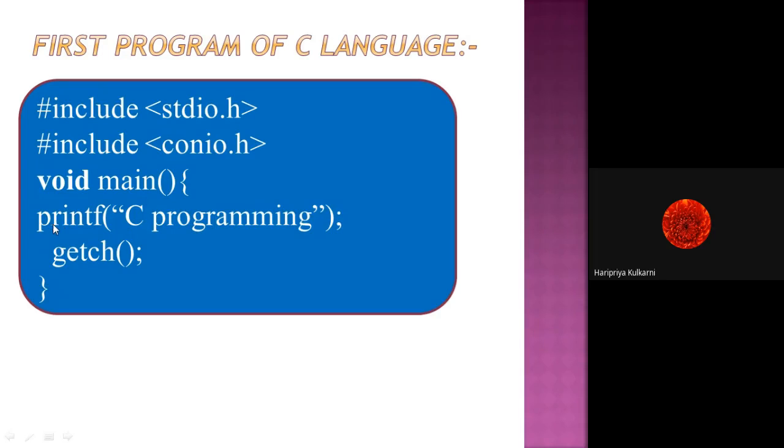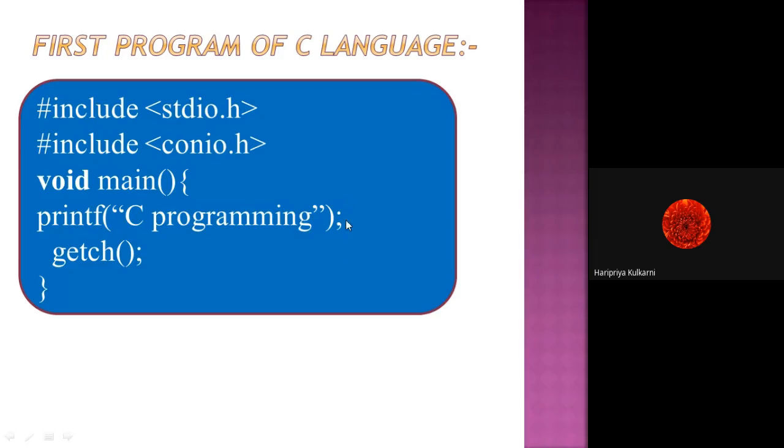The syntax of printf is printf, circular bracket opening, double quote, then you can write anything within this double quote, complete with circular bracket close and semicolon. The printf function works like this: whatever you write inside the double quote, everything will be printed on the screen. That's it. I want to print on the screen C programming, therefore I have written it within the double quote.